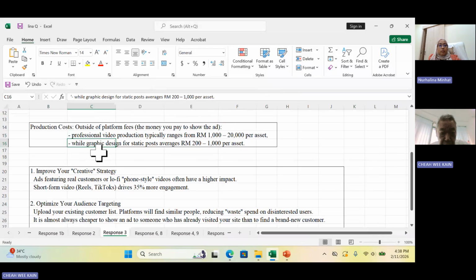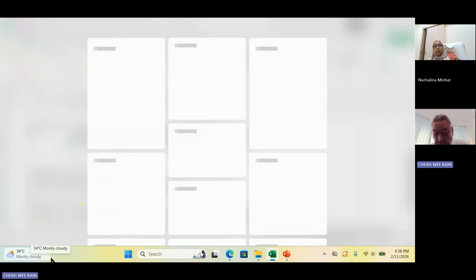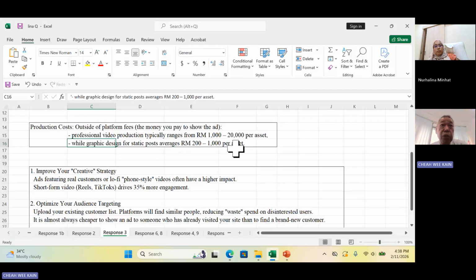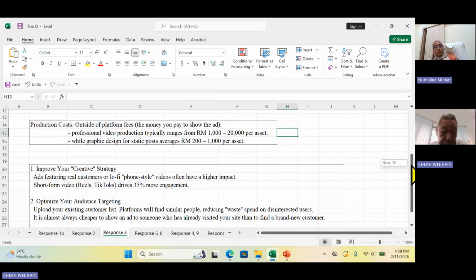Well, graphic design, not the video one. For static posts, like for example, Shopee. So these are not video, so it can be from 200 to 1,000. Static posts means most likely it is a URL. So this is per asset. The asset means one production, when we use the word asset. So this cost is a rough estimate. It should be around there.